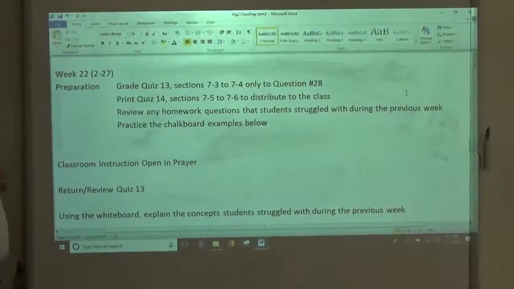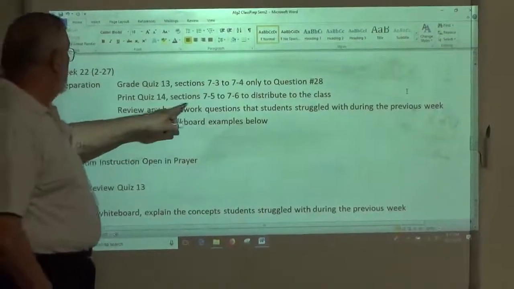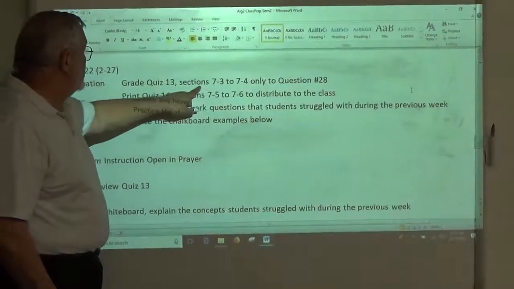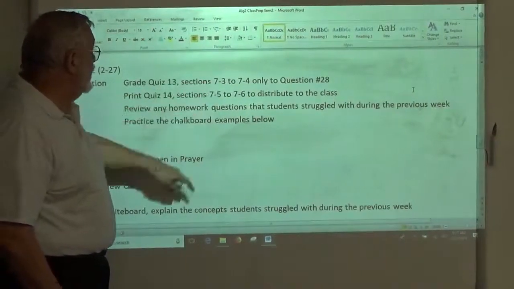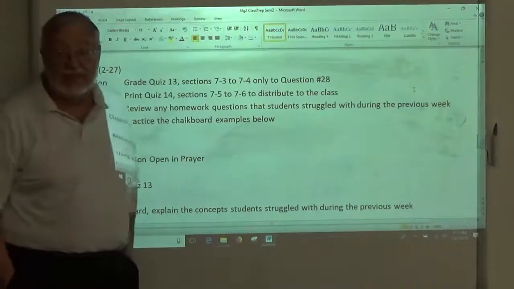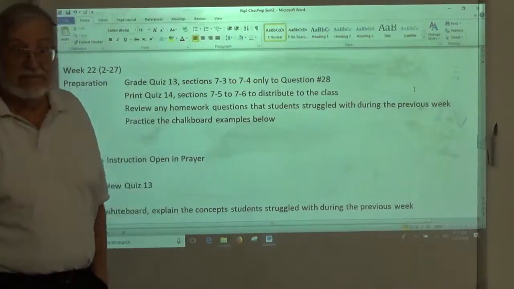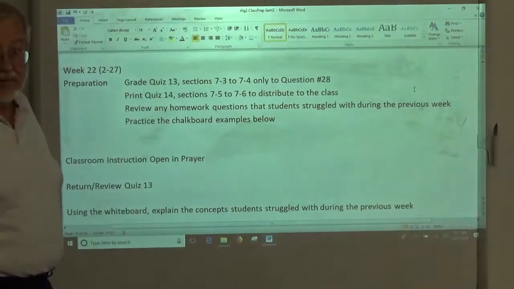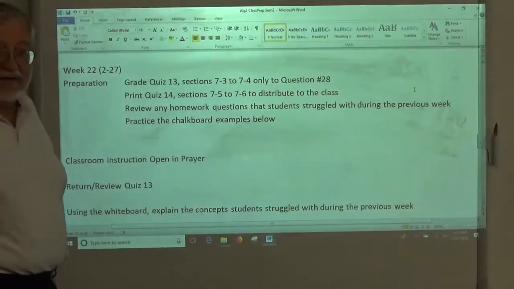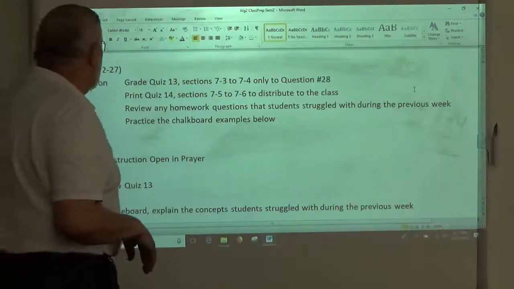Transition from chapter 7, 3, and 4, and we are going to chapter 10. Jump into chapter 10. All right, I'll explain it in a second, okay?